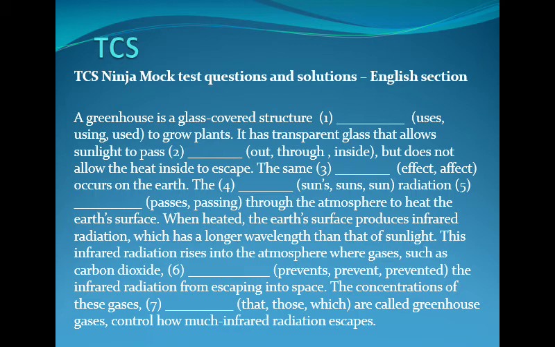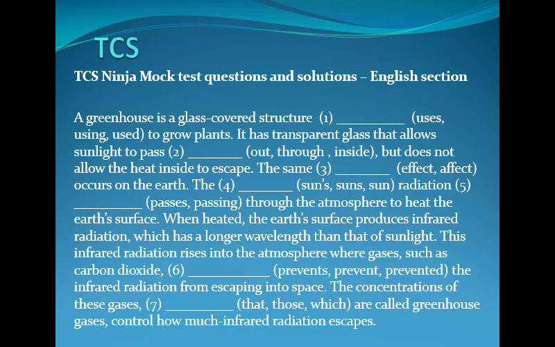It has transparent glass that allows sunlight to pass through. So sunlight always passes through something, right? Especially if it is glass. So through is the correct preposition over there. Then we continue, but does not allow the heat inside to escape. So we are done with that sentence.